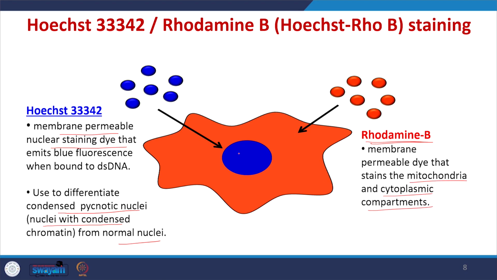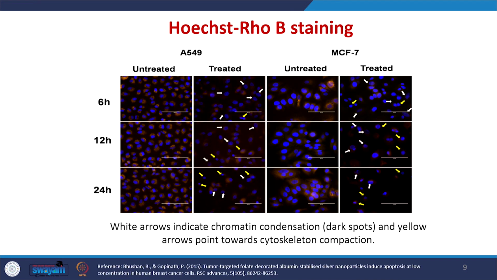You can see here the cell nucleus appears blue and the cytoplasm appears orange. And when the cells undergo apoptosis, the cytoplasm will shrink, and the nucleus will also condense, and that we are going to observe under the microscope. From this data we can clearly understand.